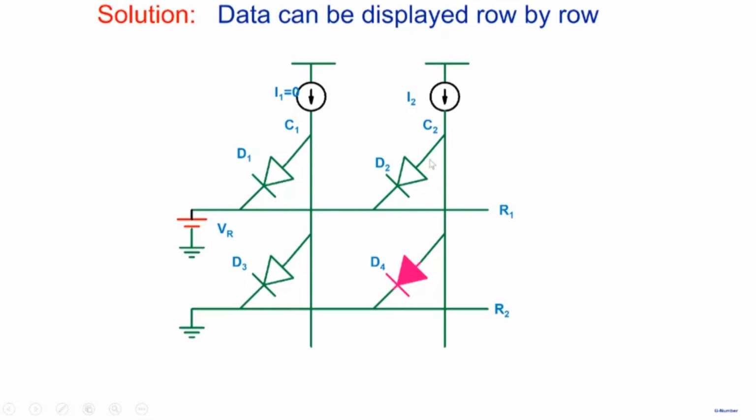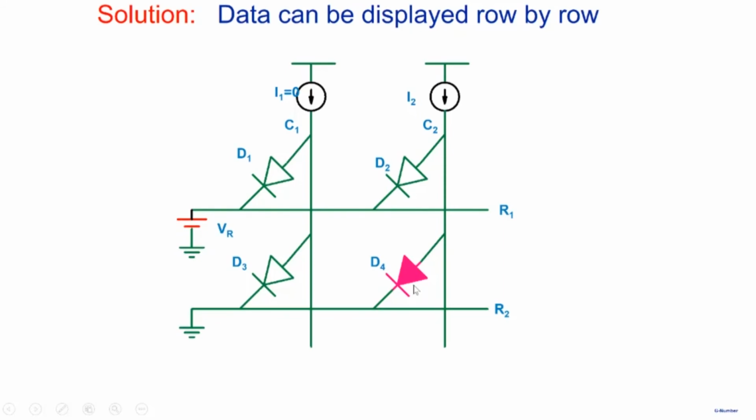And now you wanted D4 to be on, so you pass current through D4. So D4 turns on. But note, we have a problem. We wanted both D1 and D4 to be on. But what we did was, we first selected R1 and we turned D1 on. Then when we went to the next row, D1 turns off because there's no current flowing through it. It is reverse biased. Then we turn D4 on, right?